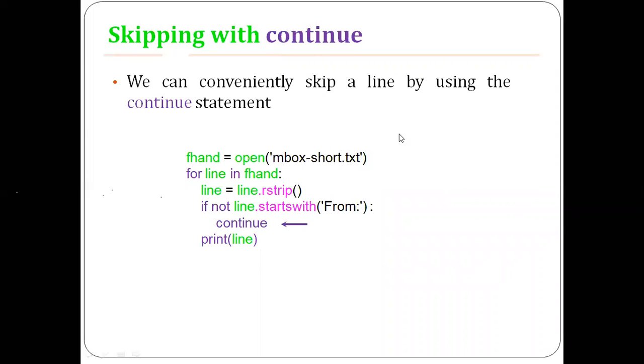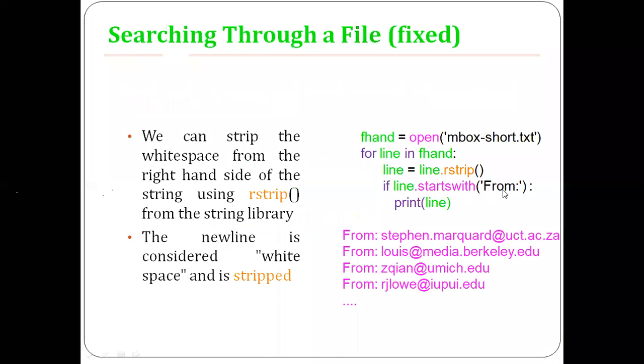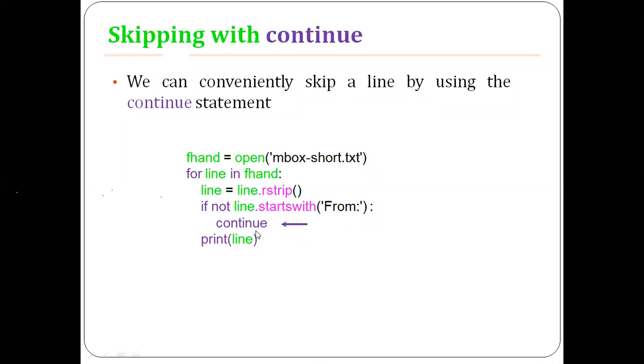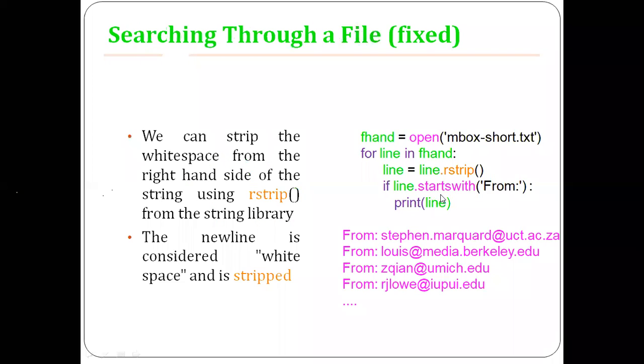And you can skip things here. We can conveniently skip a line by using the continue statement. In the last example, we purposefully looked for a line which starts with "From". If the line doesn't start with "From", we are not printing that line. Otherwise we were printing that line. So this is just the not of the previous one.